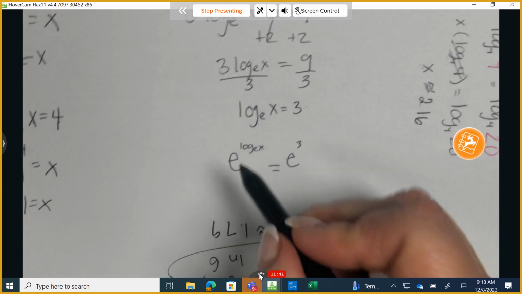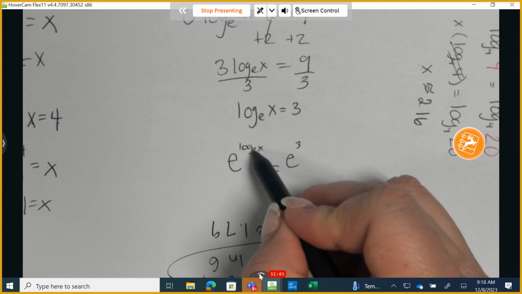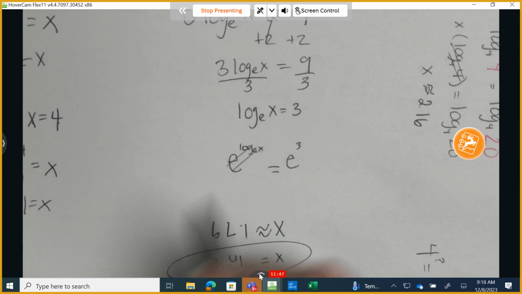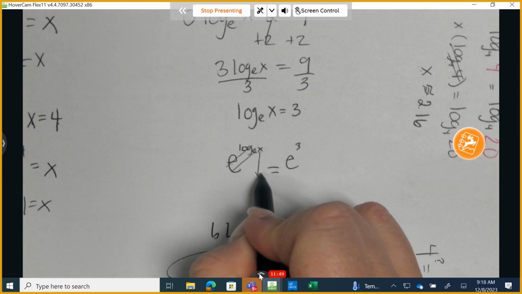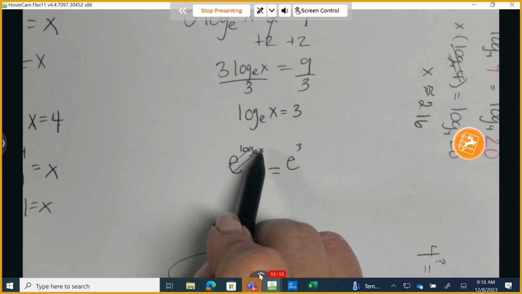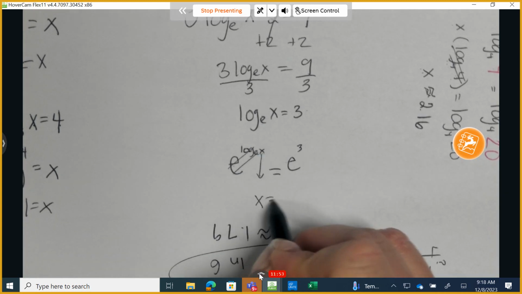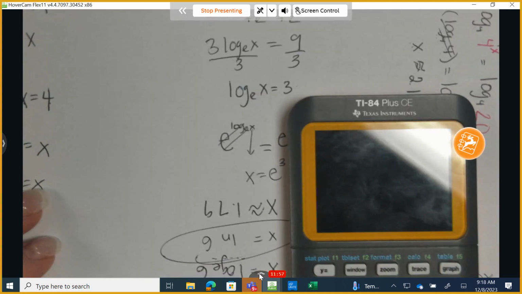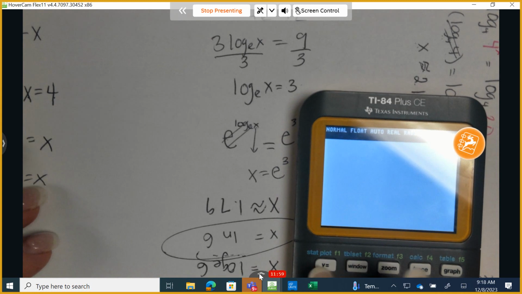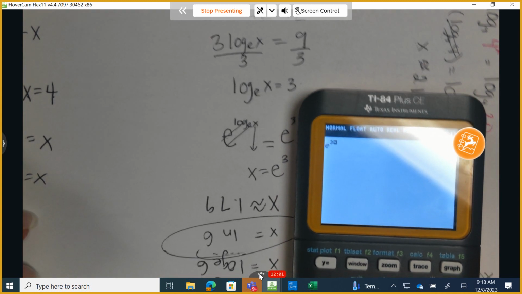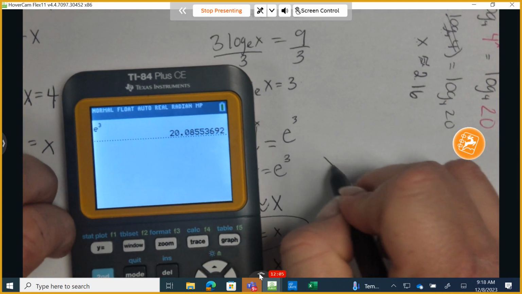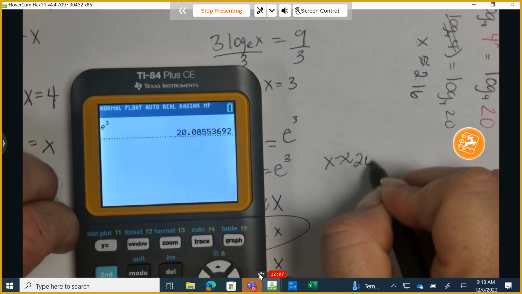What this does is it forces the e and the log base e to simplify into 1, and I get to drop down whatever was the remainder. The remainder behind it was x. So x equals e to the 3rd power. I'm going to grab my calculator. I'm going to take e to the 3rd, and x is approximately 20.09.